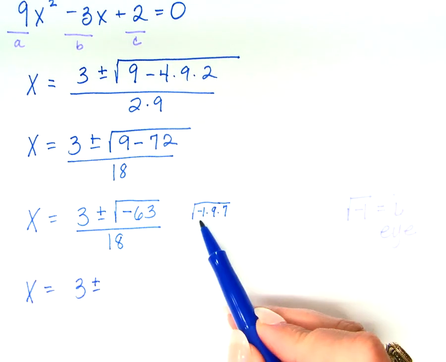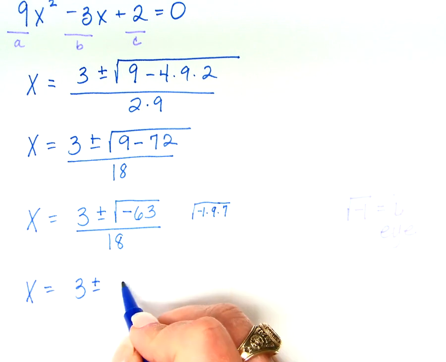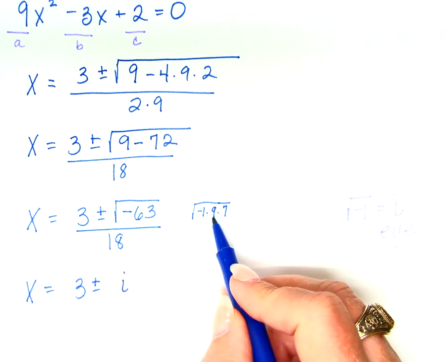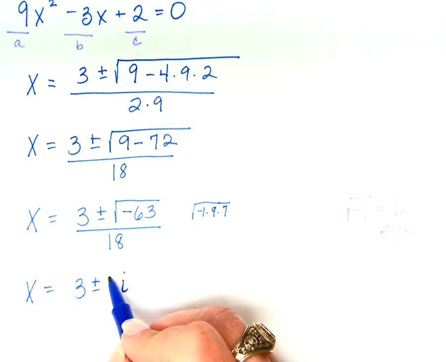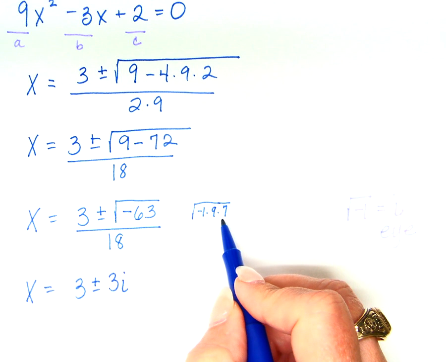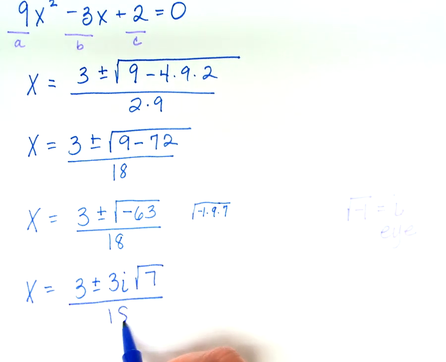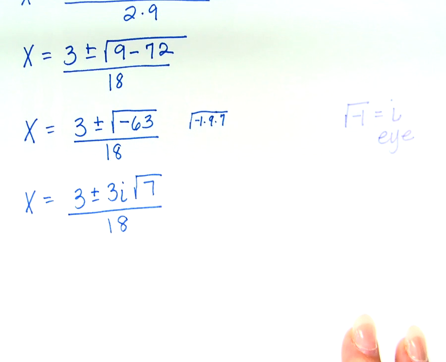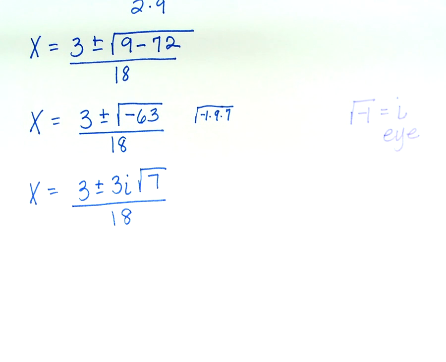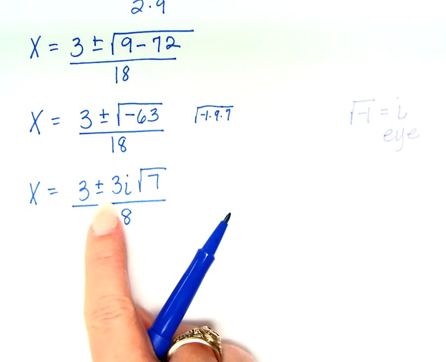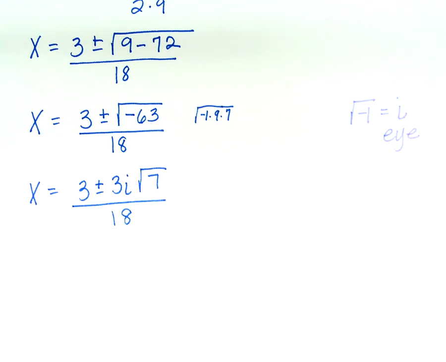Now, what is the square root of negative 1? I. What is the square root of 9? 3. What is the square root of 7? I don't know either. Do you think I'm finished now? I heard some yeses and some nos. Is there a time where I could be finished now? Yes. Is this one of those times? No. Why am I not finished yet?